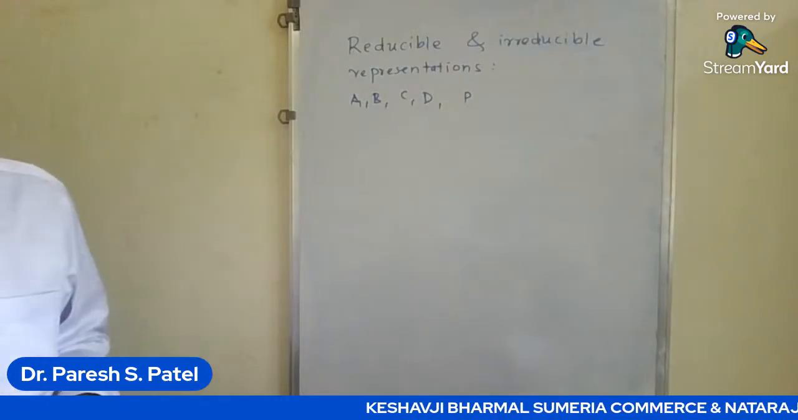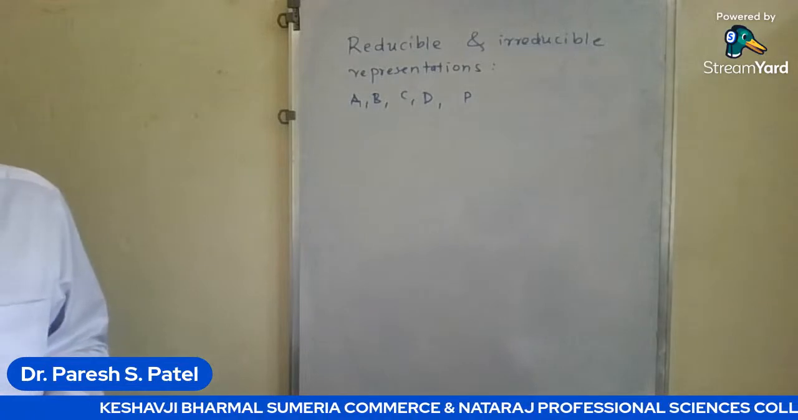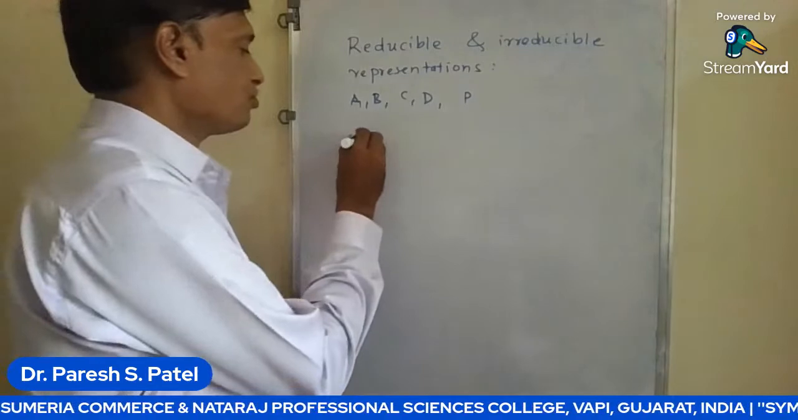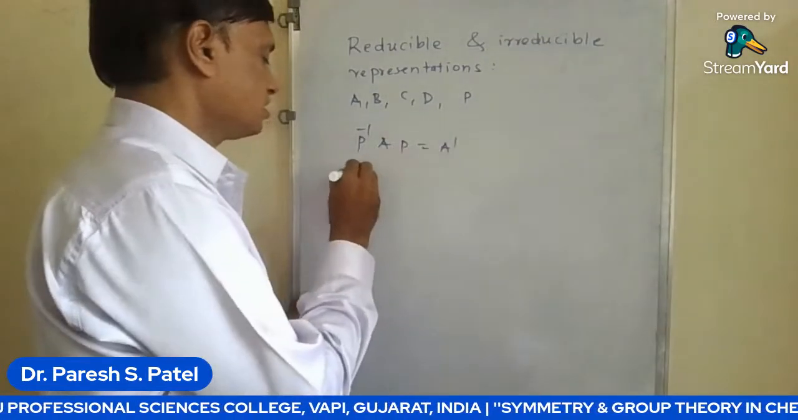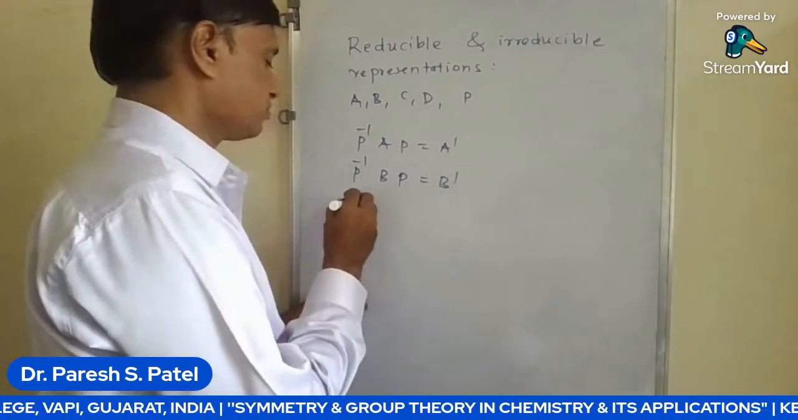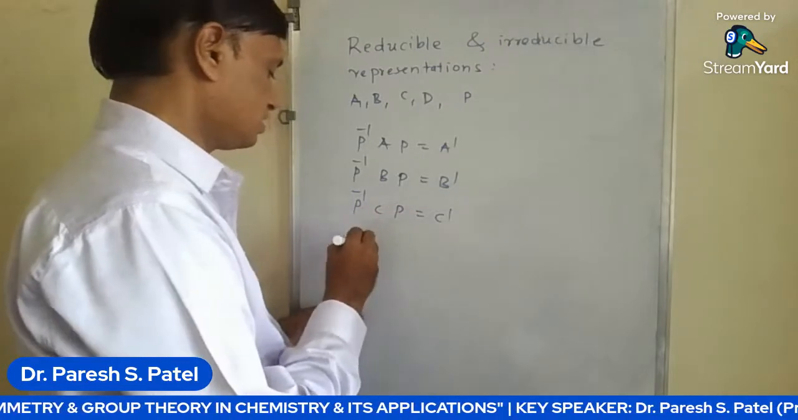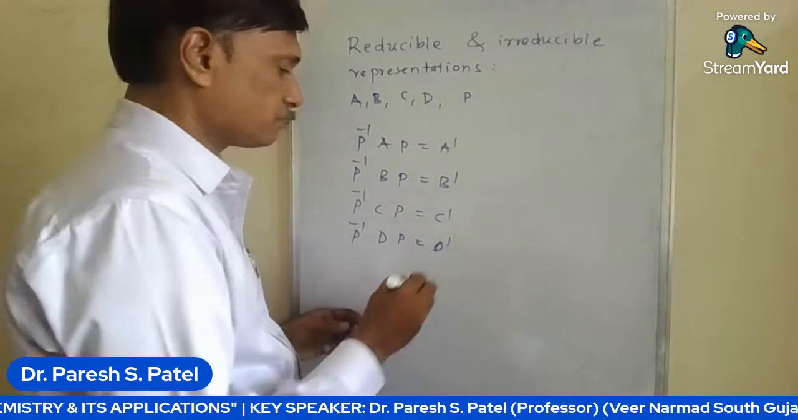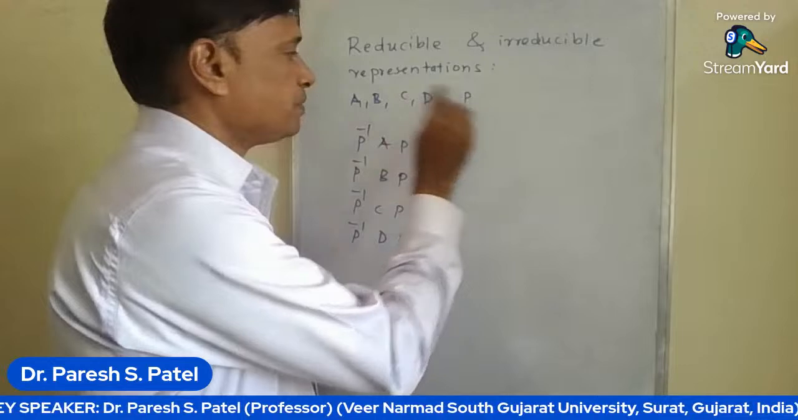These are the different matrices of the representations. Let P be the similarity transformation. P inverse A into P is equal to A dash. P inverse B into P is equal to B dash. P inverse C into P is equal to C dash. P inverse D into P is equal to D dash.